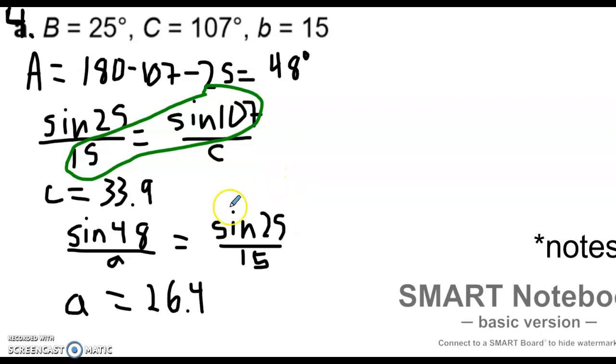Moving on, we got the sine of 48 over A equals the sine of 25 over 15. I'm using that same ratio that I already know. I could have used sine of 107 over 33.9. Doesn't matter. So again, my unknown is right here. So I'm going to multiply 15 times the sine of 48 and then divide by the sine of 25. And I get 26.4 for an answer. Try that on your own, and if you don't get it, try it again.